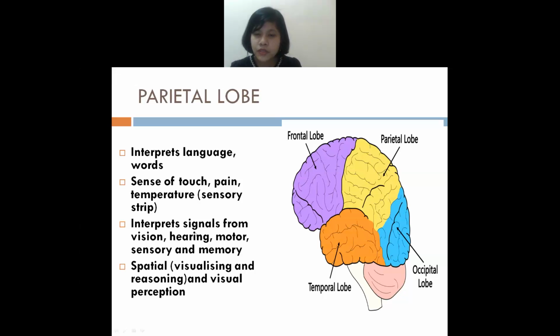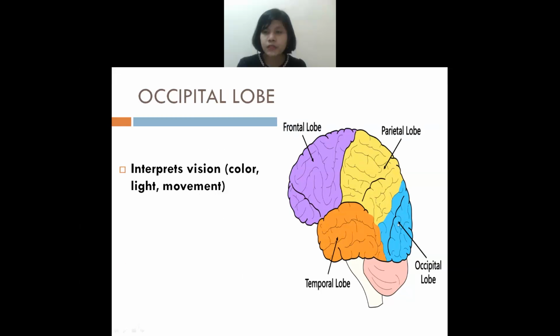So it means that spatial visualizing and reasoning means that it's similar with interpreting signals from vision. Is it clear, everyone? Parietal lobe. Yes, ma'am.